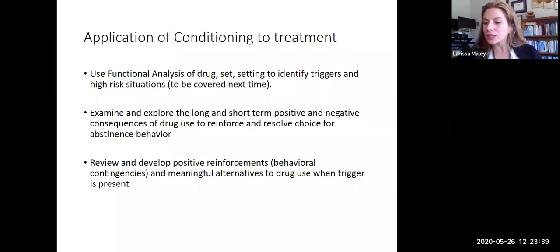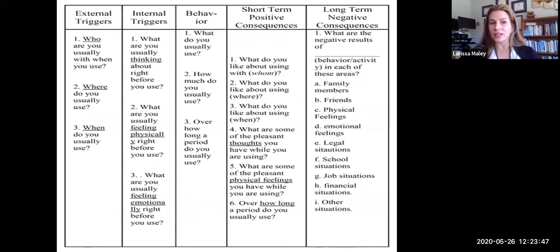So how we can begin to do this is trigger identification using something called a functional analysis of drug set and setting. So it could look like this, which means it's a worksheet that you can get after this lecture.